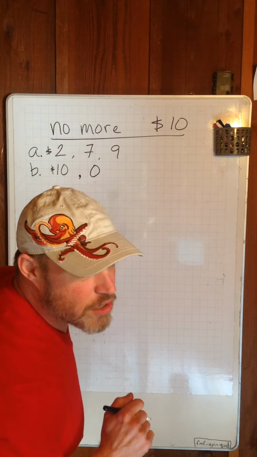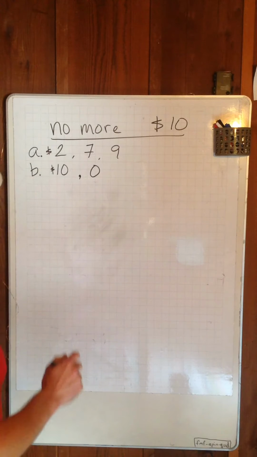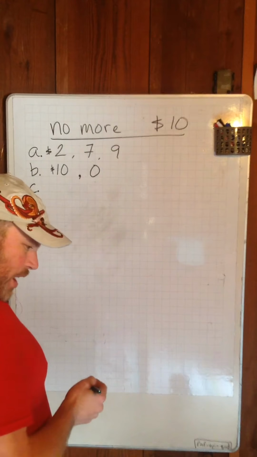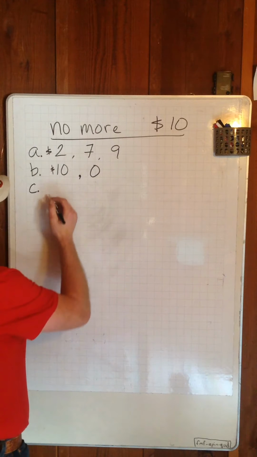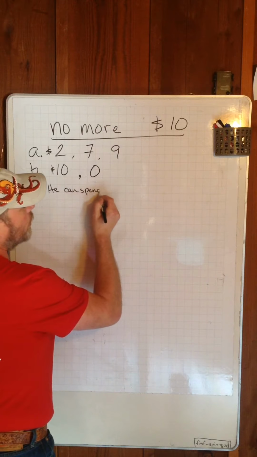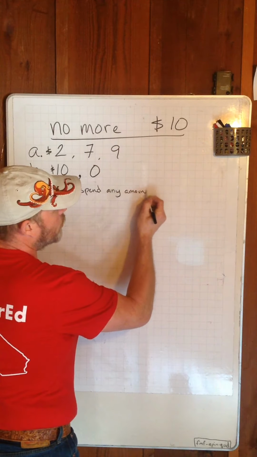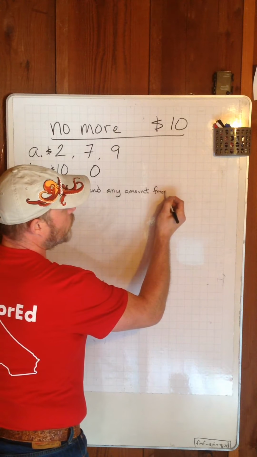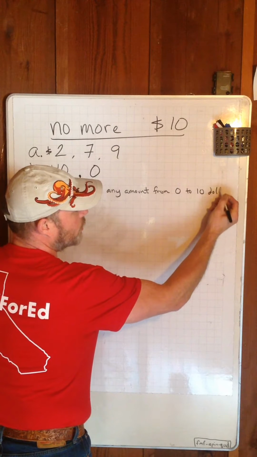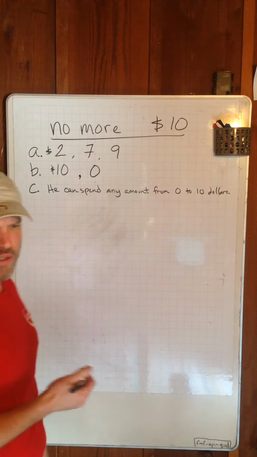Okay, so C is asking us to describe in words the range of dollar amounts that Taylon can spend. So in words, what is this range of amounts? So he could spend anywhere from, so he can spend any amount from 0 to $10. That seems to be a true statement based on this setup.